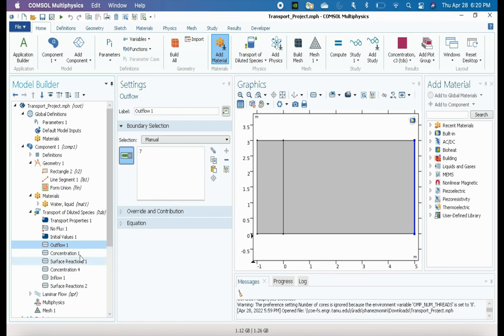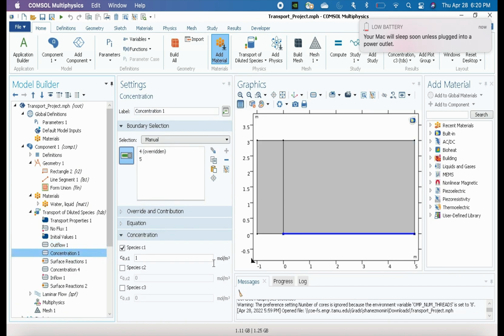Now we define our concentrations. The substrate concentration at y equals 0. Since substrate is present only at the surface, we define the substrate concentration as 1 on our surface, based on dimensionless variables considered during our previous derivation. Then we define all the concentrations as 0 at the upper boundary, which is at y equals 3.